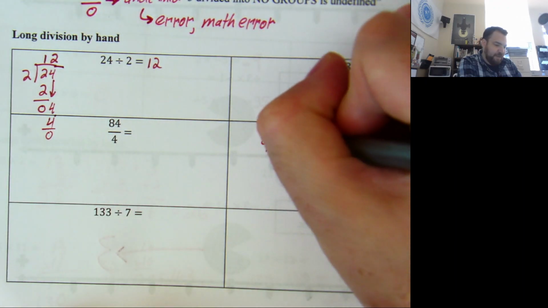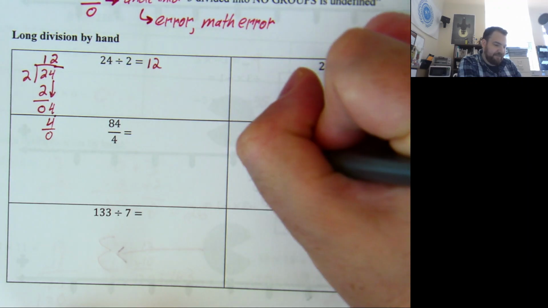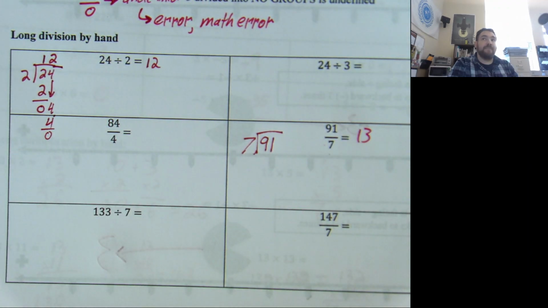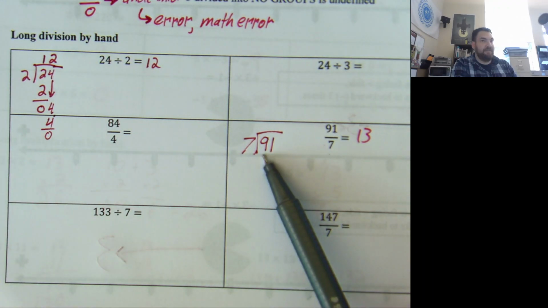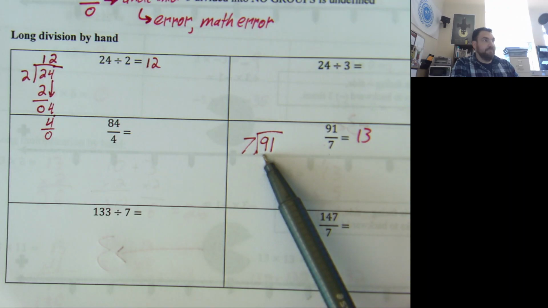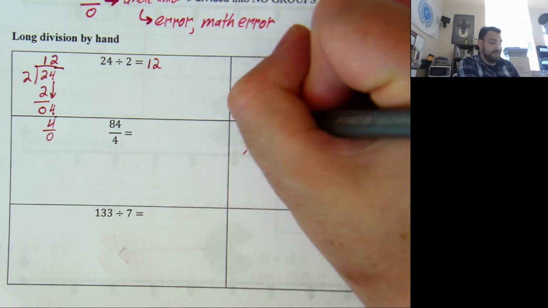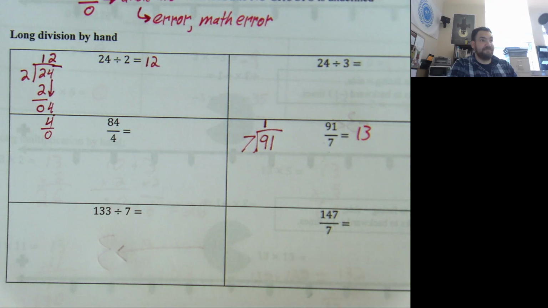I'm taking my 91 and I'm dividing it by 7. And the procedure here is going to be the same. Does 7 go into 9? Yeah, it does. It goes in once. Because 9 is bigger than 7.